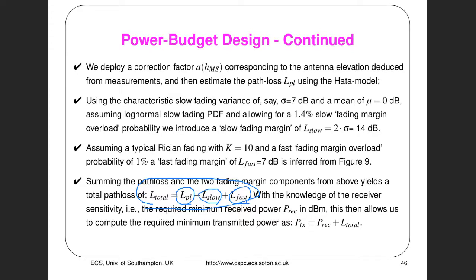And then the required transmit power is determined by how much receive power you require, plus all the loss that you take into account. So I highlight these two for you. And then the rest is an example that you can look at.